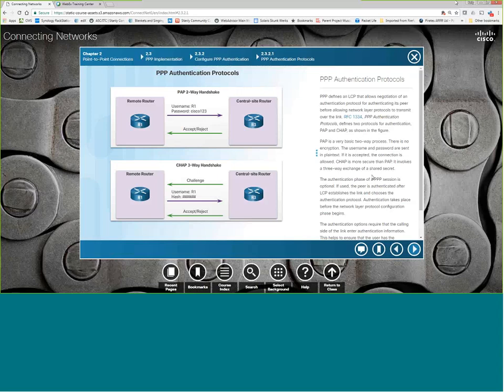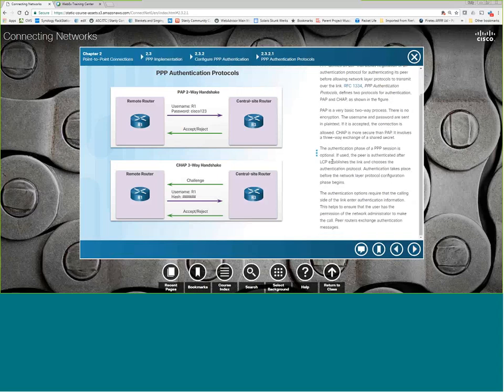What CHAP does is a three-way handshake. It will do a challenge. So when a router goes to connect, there'll be a challenge saying, hey, we're running CHAP, send me your username and a password hash. We'll send that across. R3 will compare that to information in its database and either accept or reject the authentication.